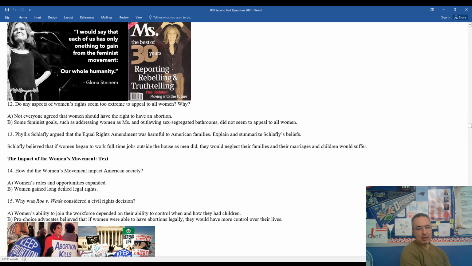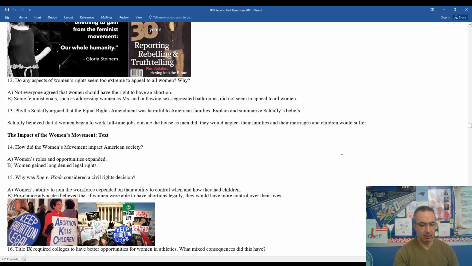How did the women's movement impact American society? Women's roles and opportunities expanded. Women gained long denied legal rights. Fifteen, why was Roe v. Wade considered a civil rights decision? Women's ability to join the workforce depended on their ability to control when and how they had children. Pro-choice advocates believe that if women were able to have abortions legally, they would have more control over their lives. So that's the connection that they made there.